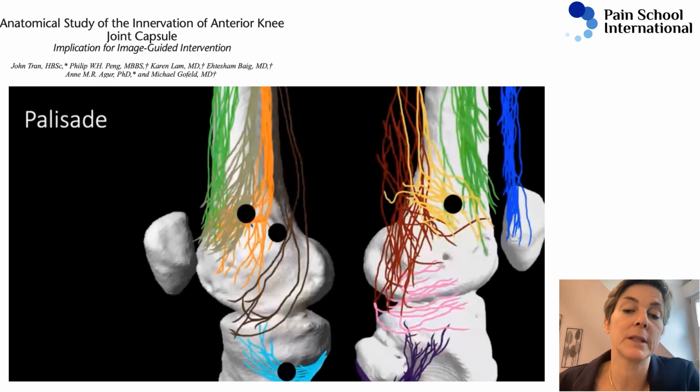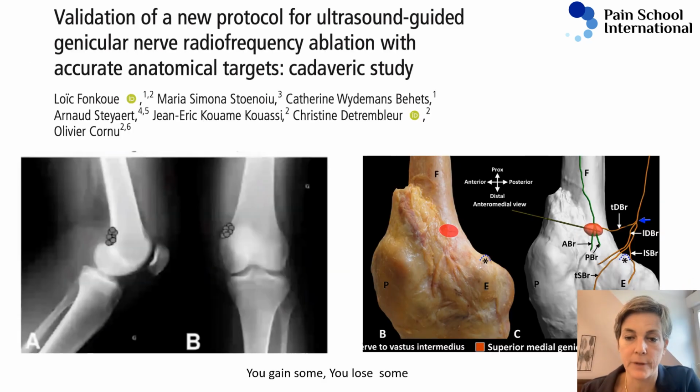So staying with the knee, just to touch on it, you all know for sure the studies from Philip Peng and his group, the nerve frequency pattern. It's been a discussion where to put these lesions exactly. Should we put here? Should we put there? But really, the conclusion is the bigger, the better.